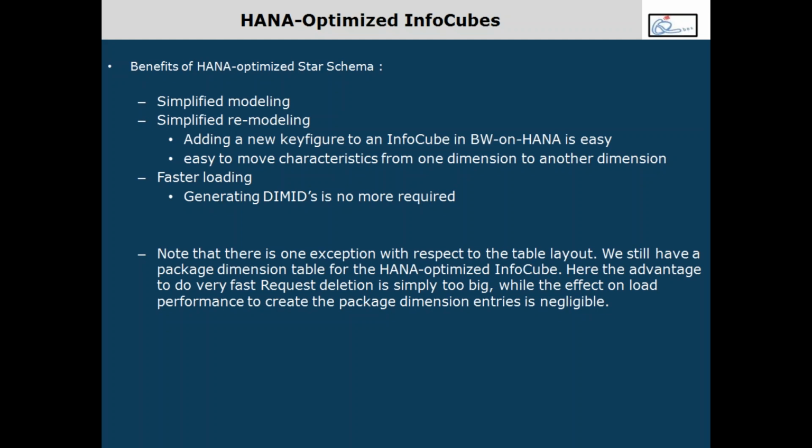Straight away, you just group them because now the dimensions are just like a folder. Just group them like any folder. But the limitations of 16 dimensions and 248 characteristics per dimension are still there, even though there is no dimension table physically existing in the backend. Then simplified remodeling. Good, excellent.